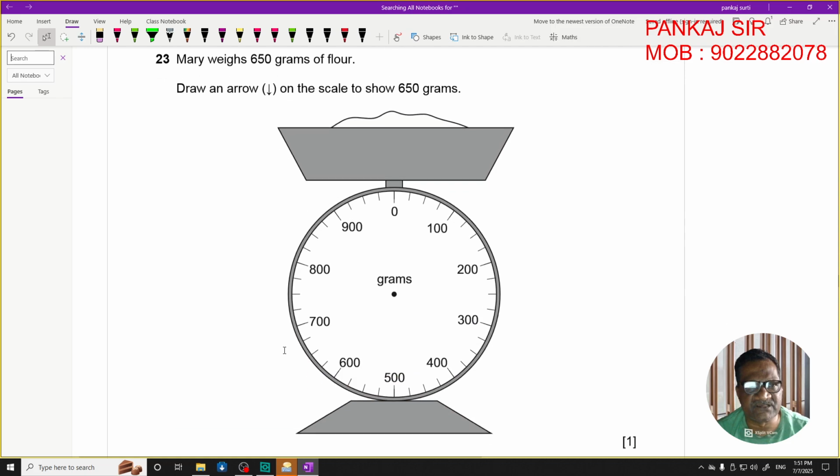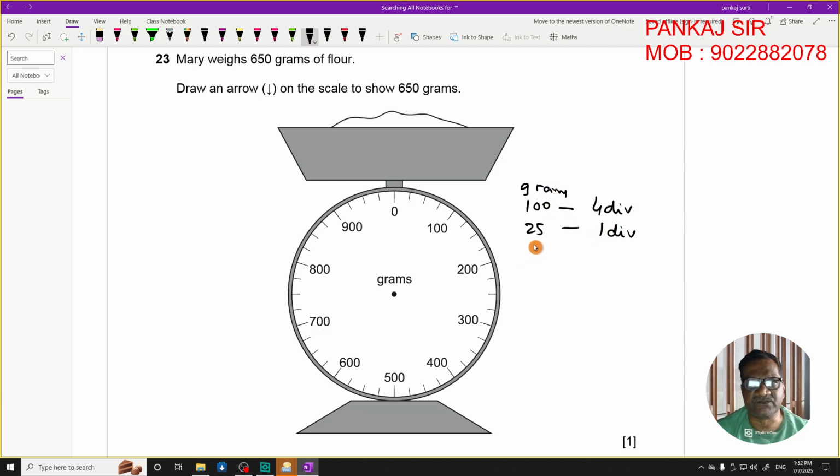Next question is question number 23. Mary weighs 650 grams of flour. Draw an arrow mark on the scale to show 650 grams. You can see this is 0 to 100, 100 to 200. The 100 grams, from 0 to 100, has been divided into 4 equal parts, so 4 divisions. So 100 grams is 4 divisions. So one division will represent how much? One division has to represent 25 grams, right?